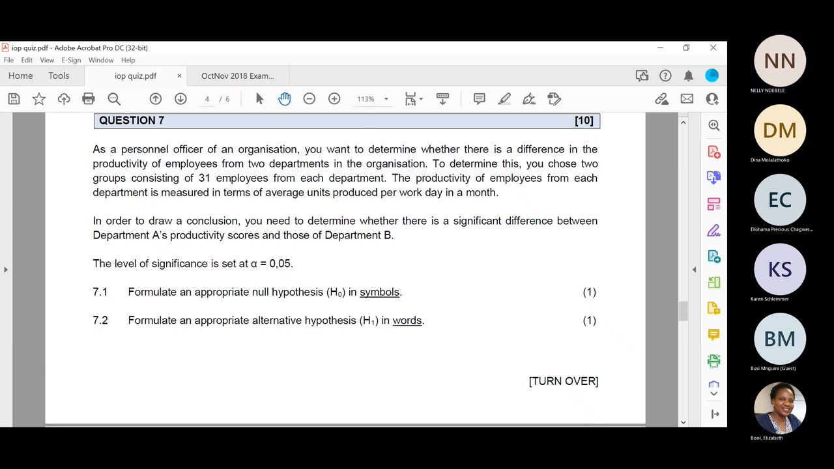Null hypothesis in a symbol. Mean A minus mean B is equal to zero. No, null hypothesis: mean A minus mean B is equal to zero. And that's it.